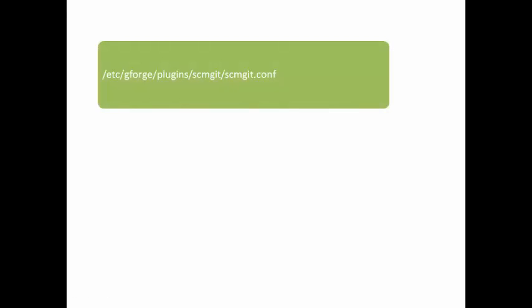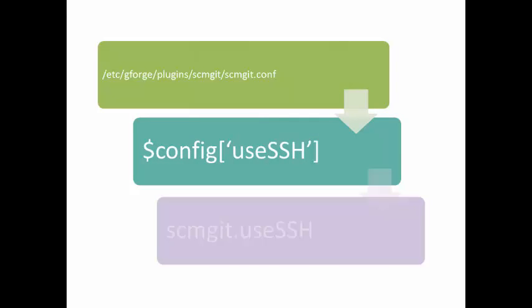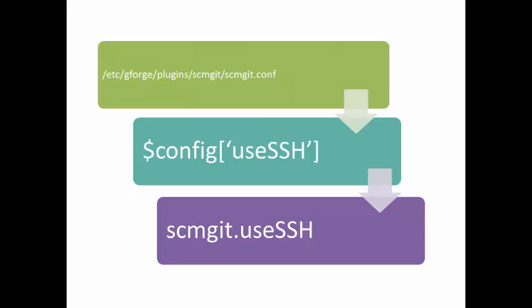So let's take a look at how you can know the new config setting names. If you start in a directory and a file, as you can see in this example, we're in the scmgit directory and the scmgit.conf file, which contains config settings including this config use SSH setting. This becomes scmgit.useSSH. It gets the scmgit from the file name and the useSSH from the actual config setting. Following this pattern, you can use this new configuration system starting in GForge version 6.4.0.